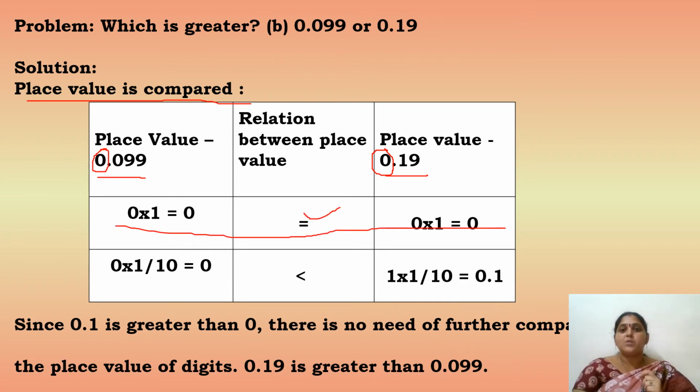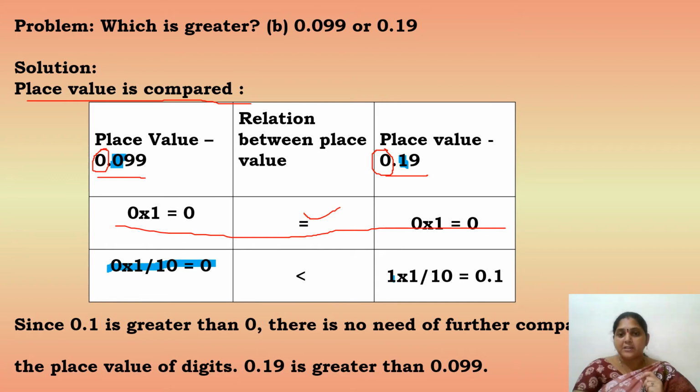Now, coming to the 1 by 10 place value, in the first number it is 0. A number multiplied with 0 into 1 by 10 is always 0. But in the second number, we have 1 in the tenths place.